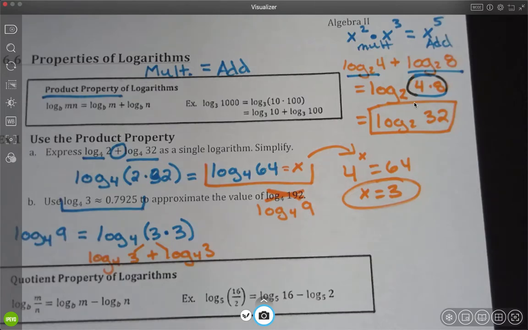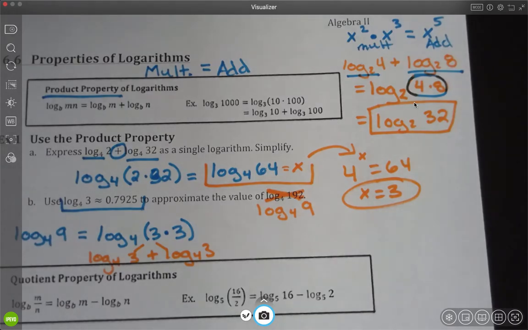3 times 3, multiply means add, right? So it's almost like log factoring. It's doing this step in reverse. Like this right here, the 2 times the 32 was the same thing as log base 4 of 2 plus log base 4 of 32, right? I'm going back the other direction and splitting them apart, instead of putting them together. Oh, so it kind of looks like that. Right, kind of, yes, okay.